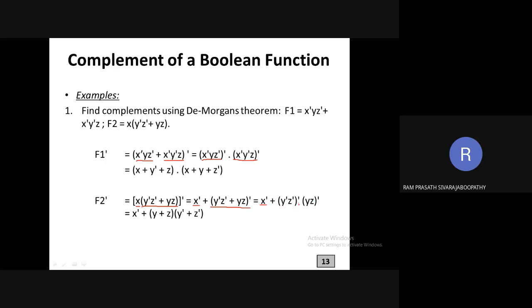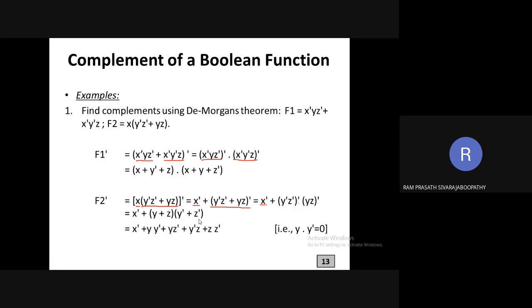Further, to apply De Morgan's theorem here, y bar dot z bar whole bar becomes y plus z. Fine. Then here there is a dot: yz whole bar becomes y bar plus z bar. That's it. So the final expression we are getting is like this.